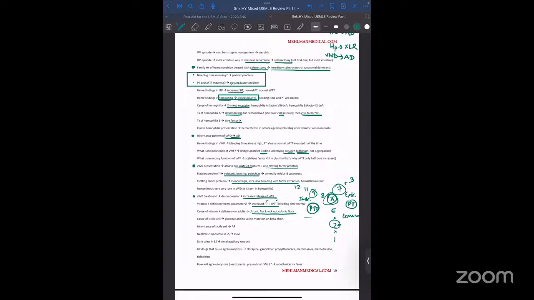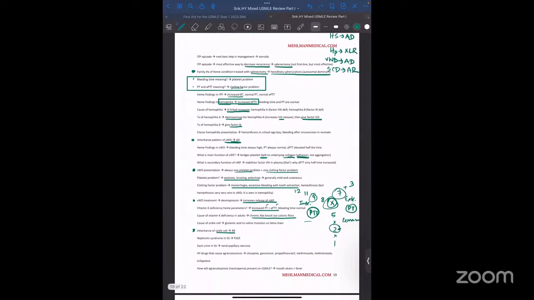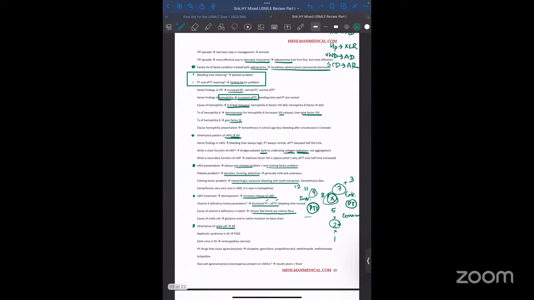Cause of sickle cell: glutamic acid to valine mutation on the beta chain. Inheritance of sickle cell is autosomal recessive. Nephrotic syndrome in sickle cell is focal segmental glomerulosclerosis. Dark urine in sickle cell disease is due to renal papillary necrosis.